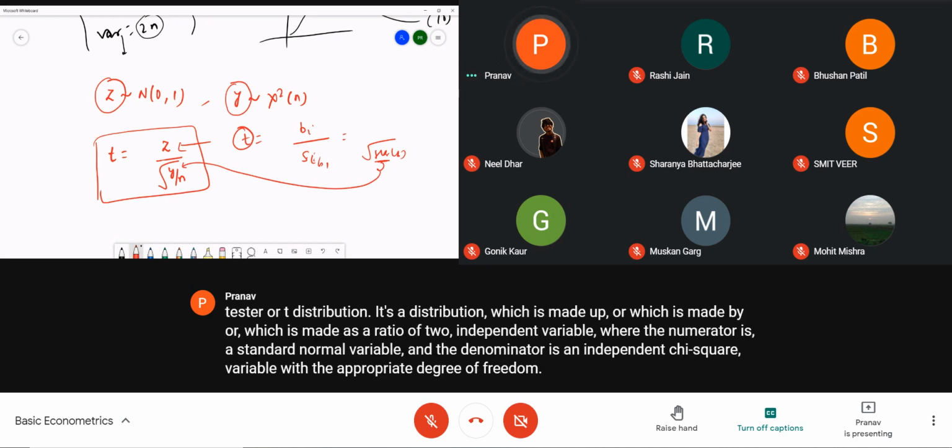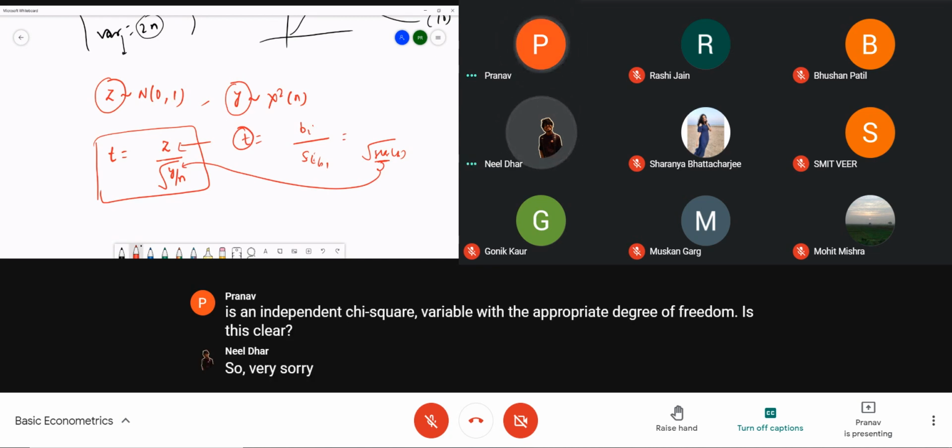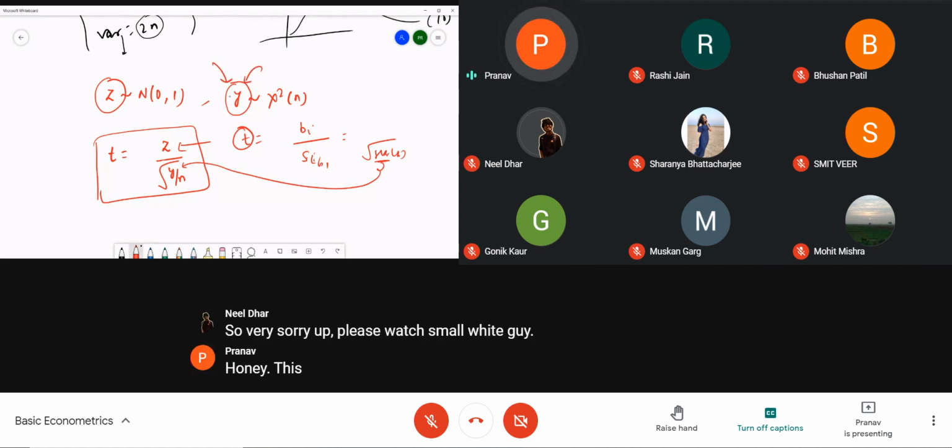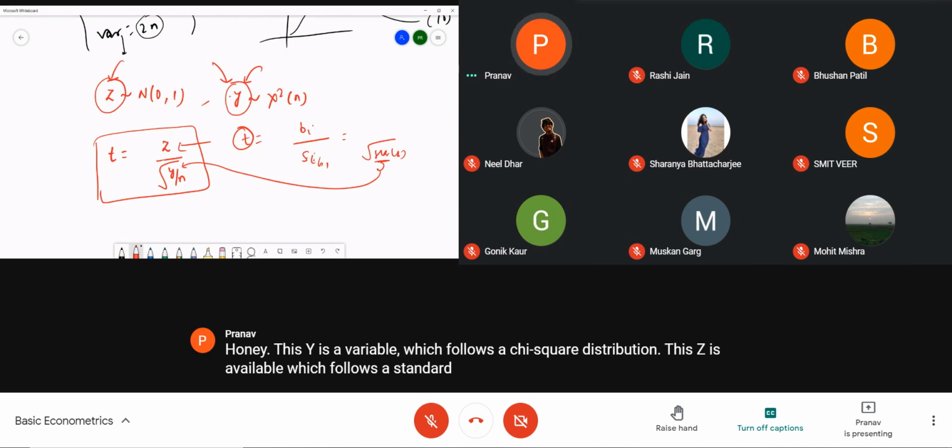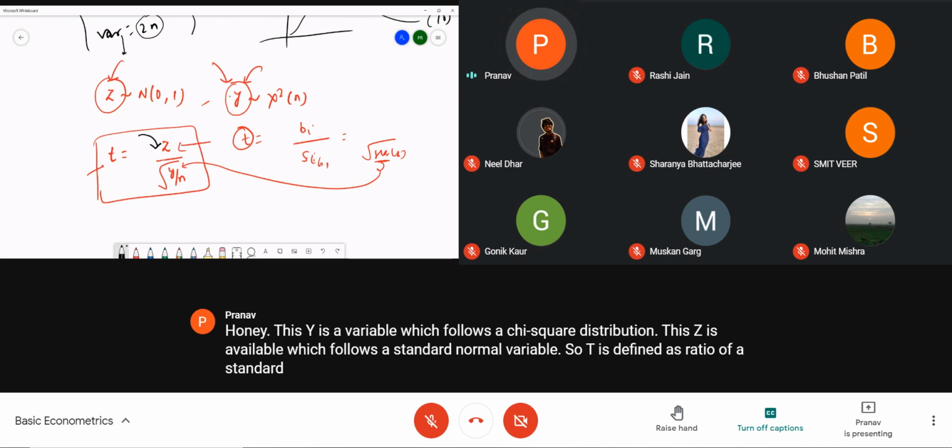Is this clear? Sir, very sorry. आप प्लीज स्मॉल y क्या है बोल पाएंगे? This y is a variable which follows a chi square distribution. This z is a variable which follows a standard normal variable. So T is defined as ratio of a standard normal variable and a chi-square distributed random variable.